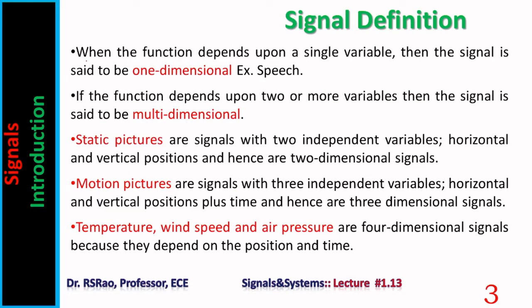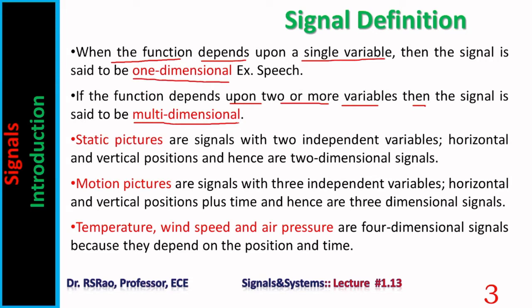Some more information regarding the nature of signal. When the signal or function depends upon a single variable, then it is called one-dimensional. Speech is an example for one-dimensional signal. Of course, it is a mechanical signal, one-dimensional mechanical signal. If the function or signal depends upon two or more variables, then the signal is said to be multi-dimensional. More than one independent variables are there, then it is multi-dimensional.